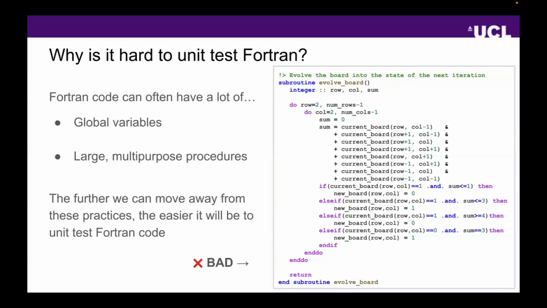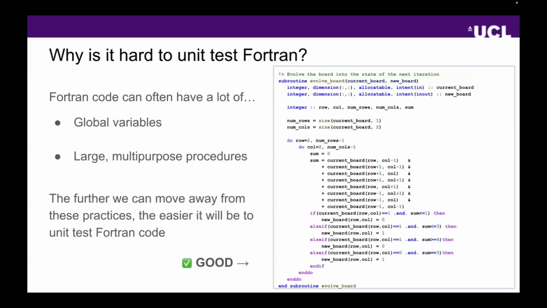So something better would be this, I hope it's large enough, where we're actually passing things into this subroutine. We're passing the board in. We now get information on types. We know they're two-dimensional arrays. We even know that current board is the input and the output is the new board. We know that that's what should be getting updated. And it allows us to control the input and output of these units within our test because we can pass those things in. I can't really demo a large multi-purpose procedure in a slide, but that's also an issue, I think.